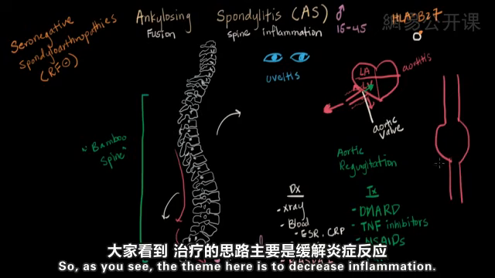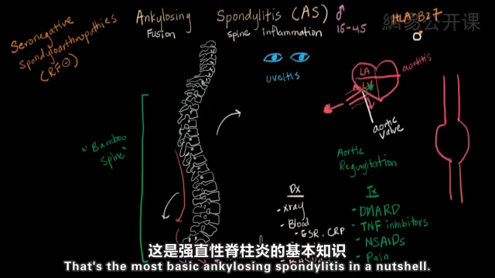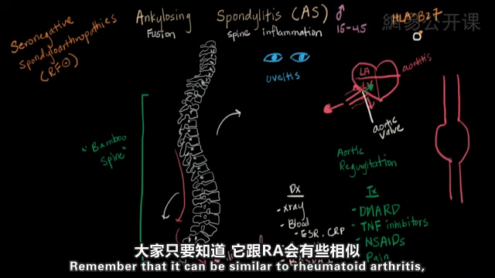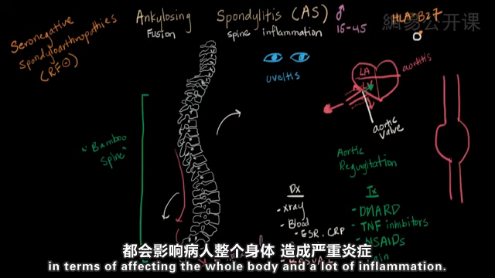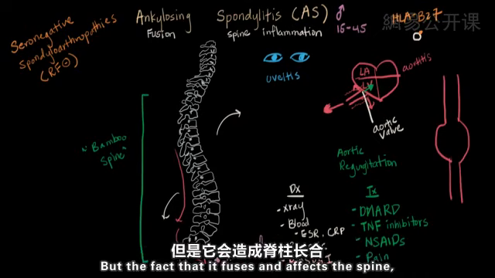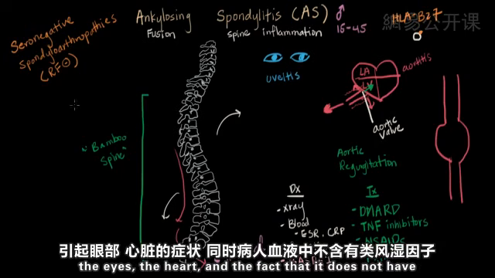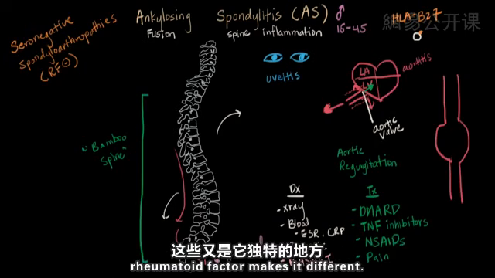So as you see, the theme here is to decrease inflammation. That's the most basic ankylosing spondylitis in a nutshell. Remember that it can be similar to rheumatoid arthritis in terms of affecting the whole body and a lot of inflammation. But the fact that it fuses and affects the spine, the eyes, the heart, and the fact that it does not have a rheumatoid factor makes it different.